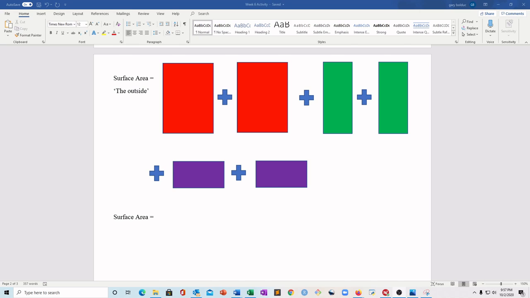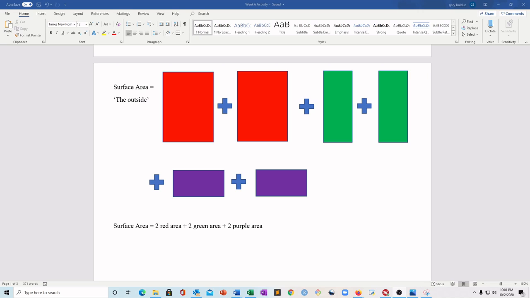So now that we've got the shapes and how many we need, we then need to write this into a formula. So the surface area will be 2 of the red area plus 2 of the green area plus 2 of the purple area. So we have which sides we need to add and how many of them: 2 red, 2 green, 2 purple. But we need to actually know how to calculate the area of each of those. And we need a labeling for that.